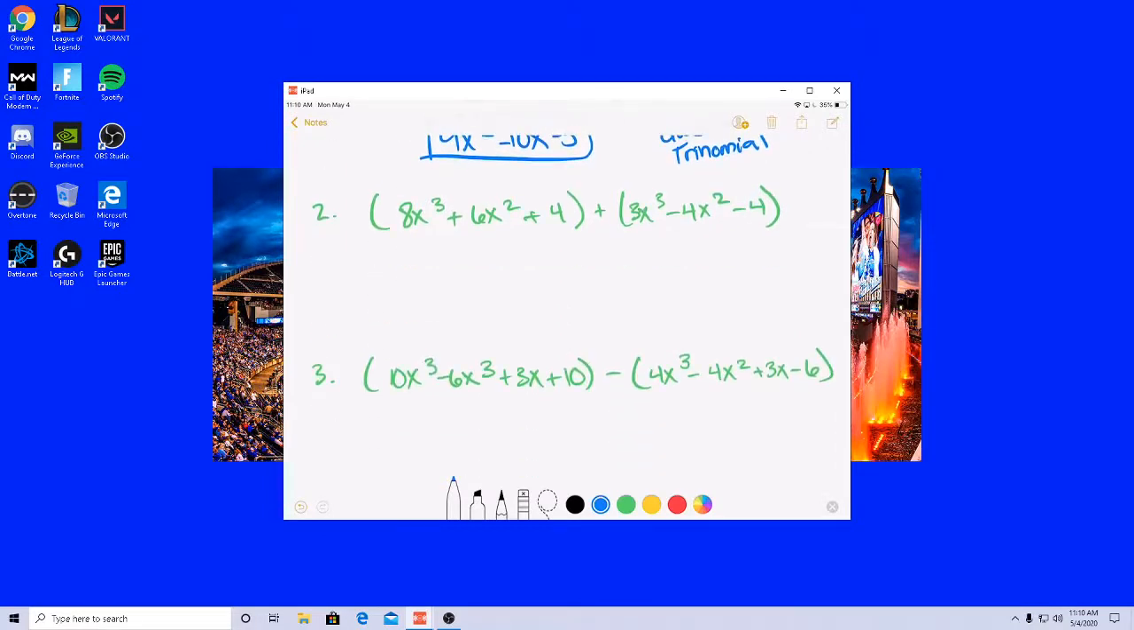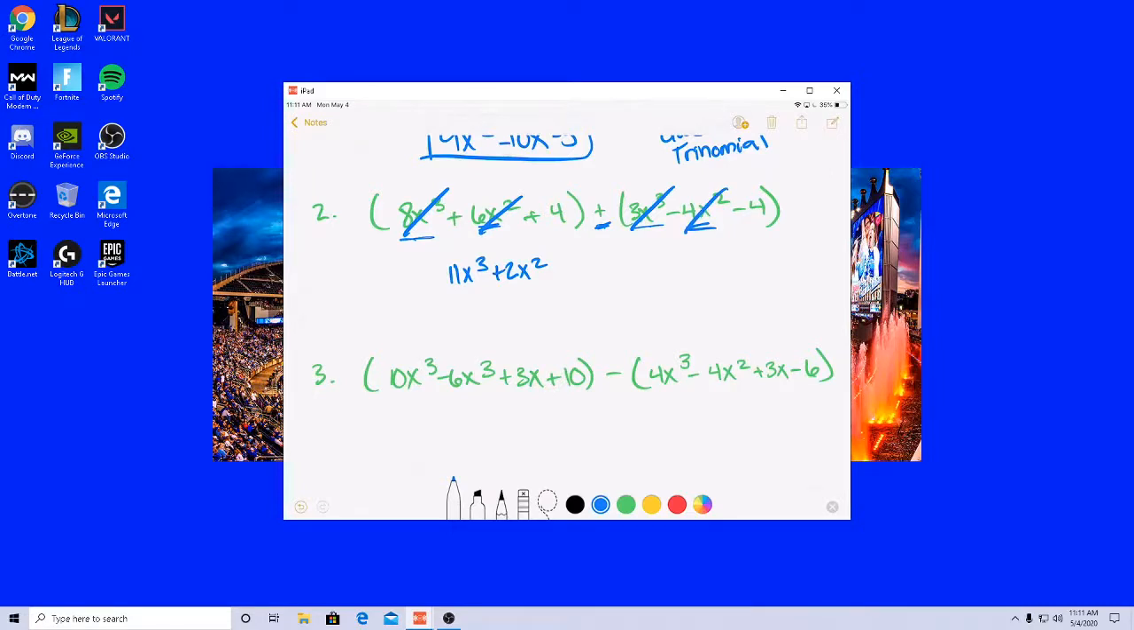Okay, so another one. In this one, the highest power is the x cubed. I have 8x cubed plus 3x cubed, so that's 11x cubed. Again, don't change the powers. The next highest power is x squared. I have 6x squared plus a negative 4x squared. That's a positive 2x squared.